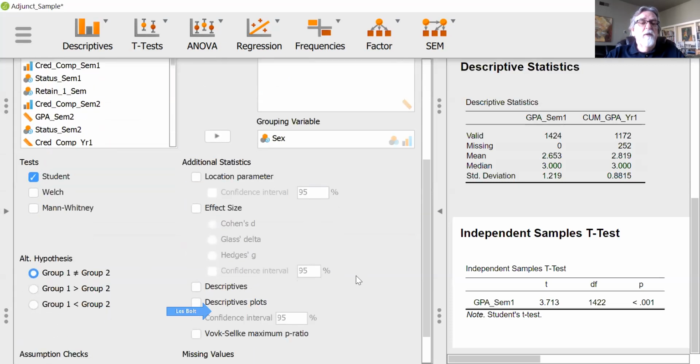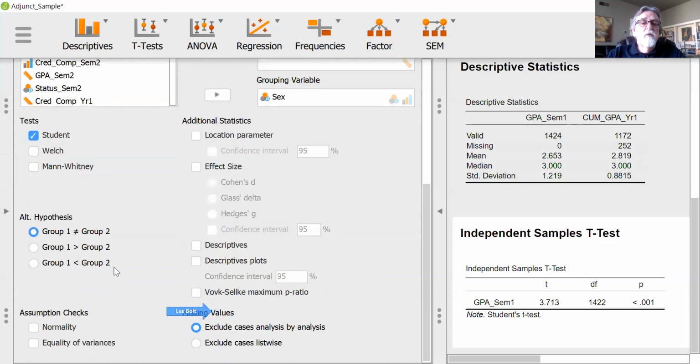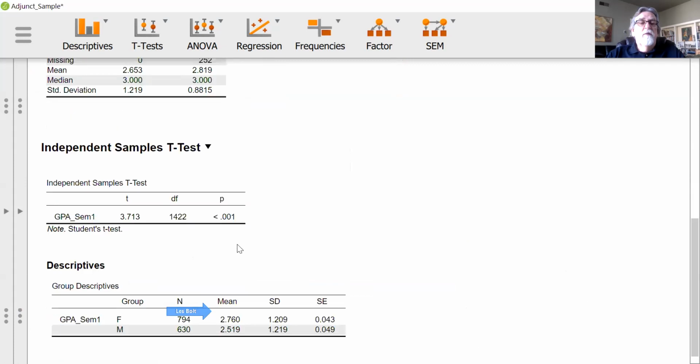And as a matter of fact, let's add descriptives into this so we can identify the genders. So the females had a significantly higher GPA first semester than males, 2.76 versus 2.519. The significance level of the p-value is less than 0.001, which is less than 0.05.